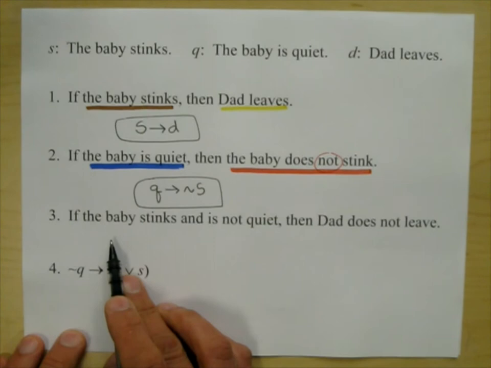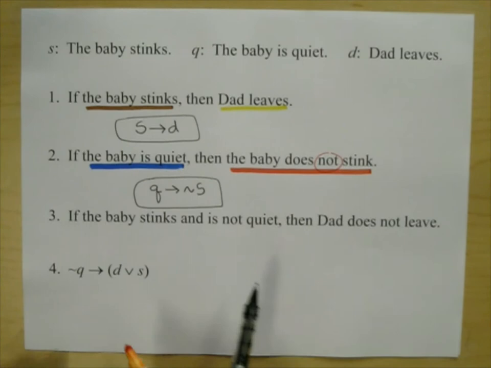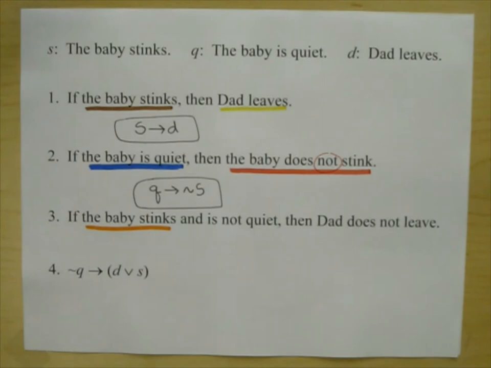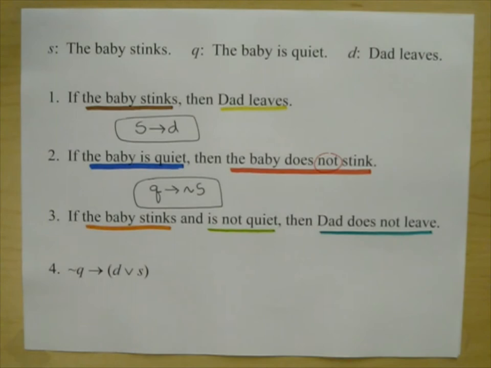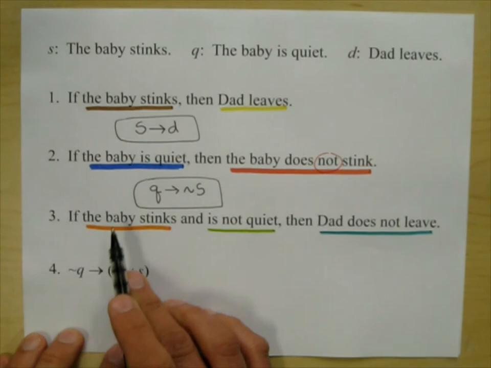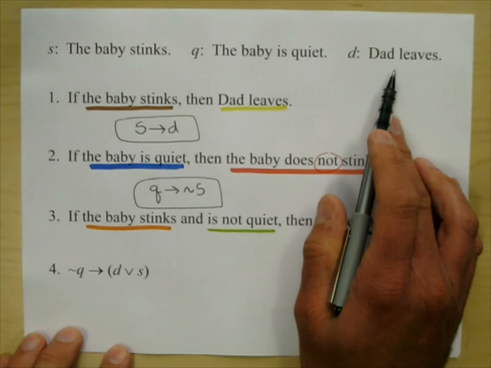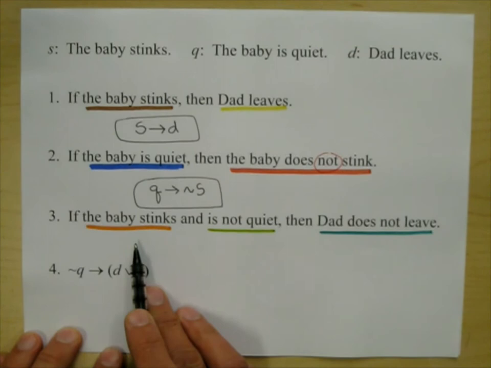If the baby stinks and is not quiet, then dad does not leave. Okay, so this is actually, we have the baby stinks. We have and, the baby is not quiet, then dad does not leave. So it's funny, with logic, you start off with simple statements, like these simple statements, and you can build more complicated statements using and, or, not, and now our new one, if, then.